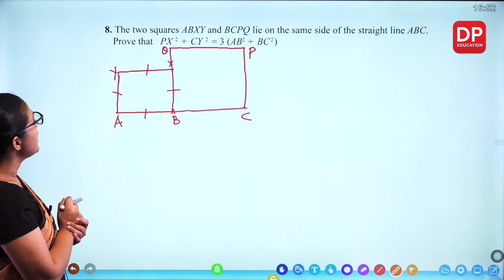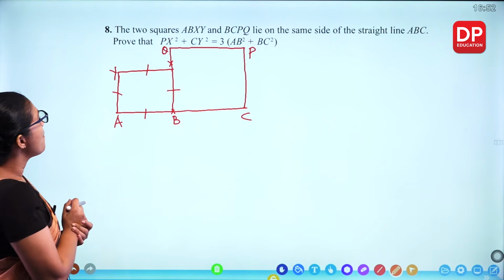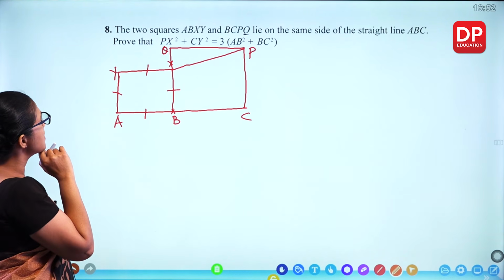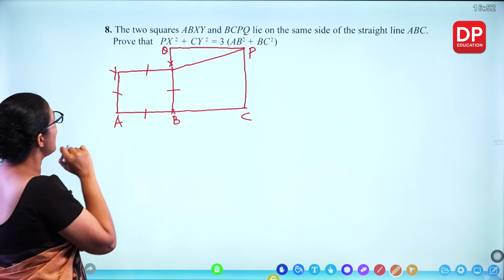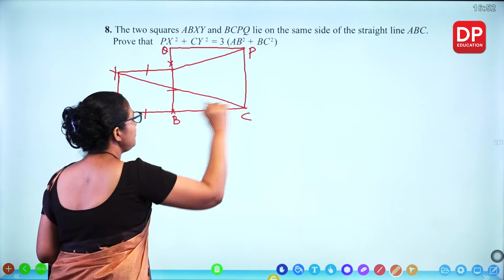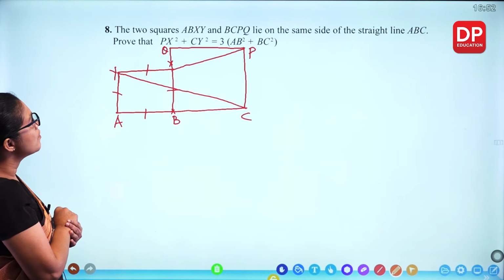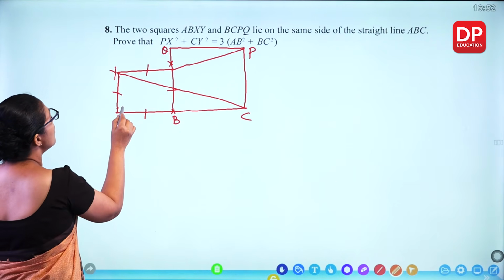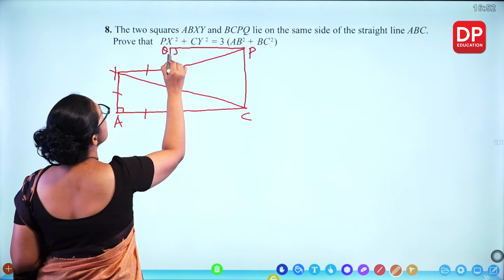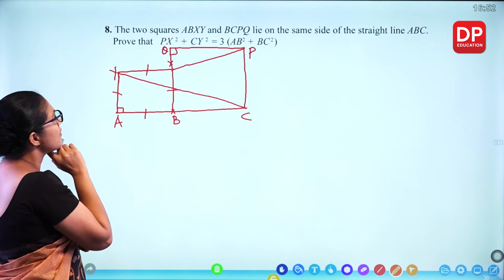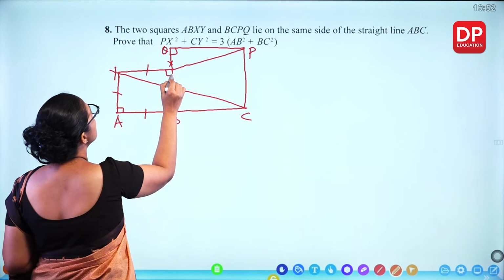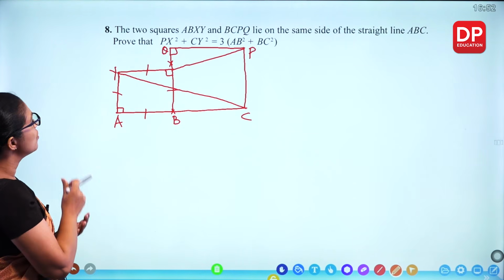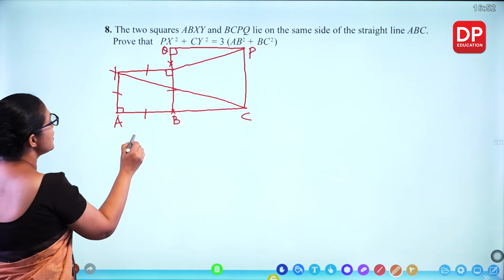Prove that PX squared, I need to connect this. PX squared plus CY squared is equal to 3 times AB squared plus BC squared. So we know these angles are right angles. And this is also a right angle. So we'll try to find out PX squared first.